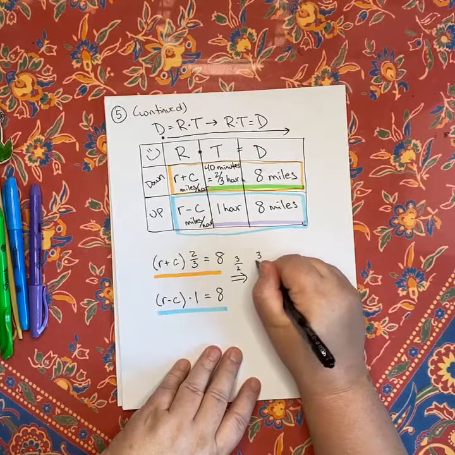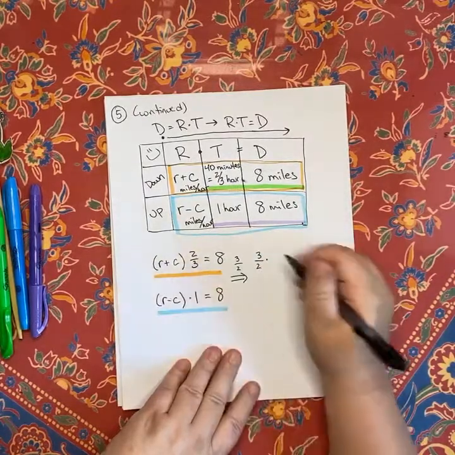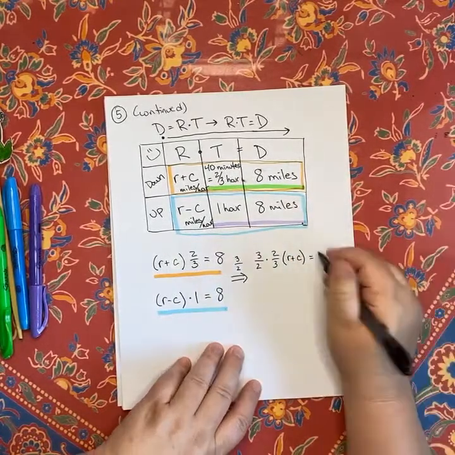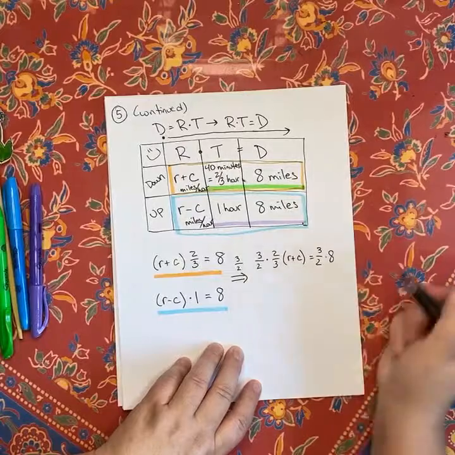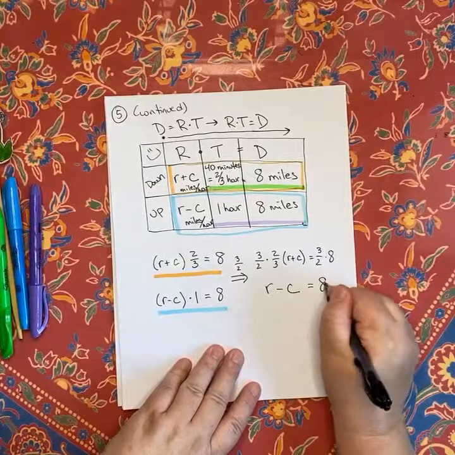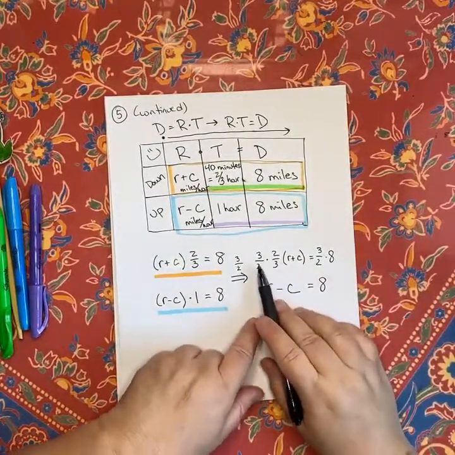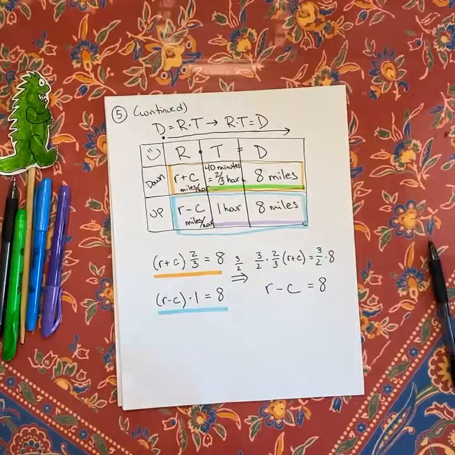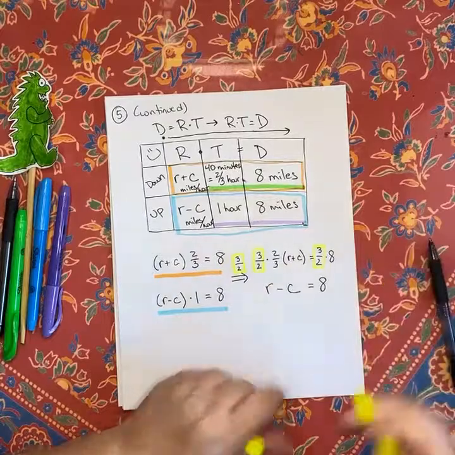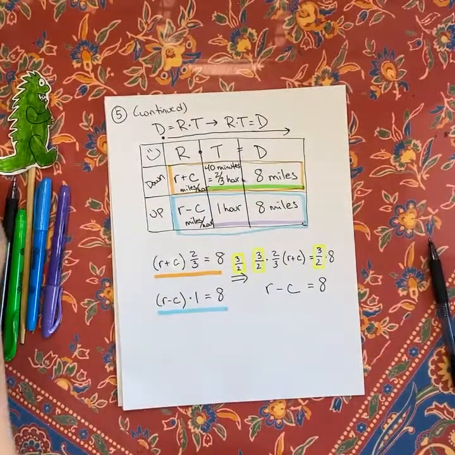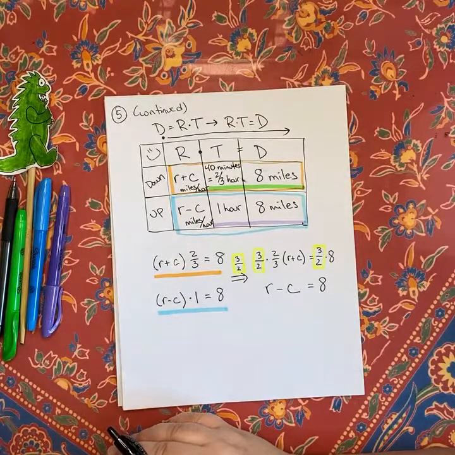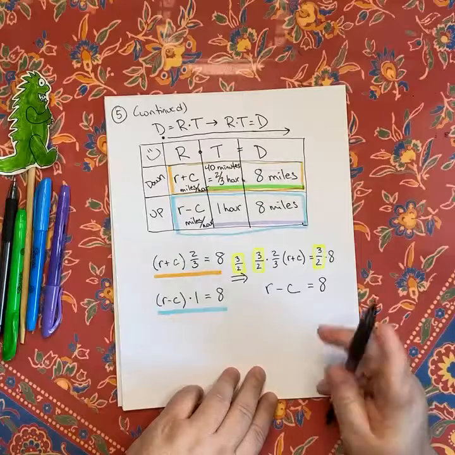So if I multiply 3/2 times, I'm going to move the 2/3 in front, 2/3 times R plus C equals 3/2 times 8. Now, this bottom equation is just R minus C times 1, which is R minus C equals 8. What happens up here when I multiply both sides by 3/2? So it's a little fancier. It's a little bit more interesting way of clearing fractions. Not just multiplying by 3, but 3/2.